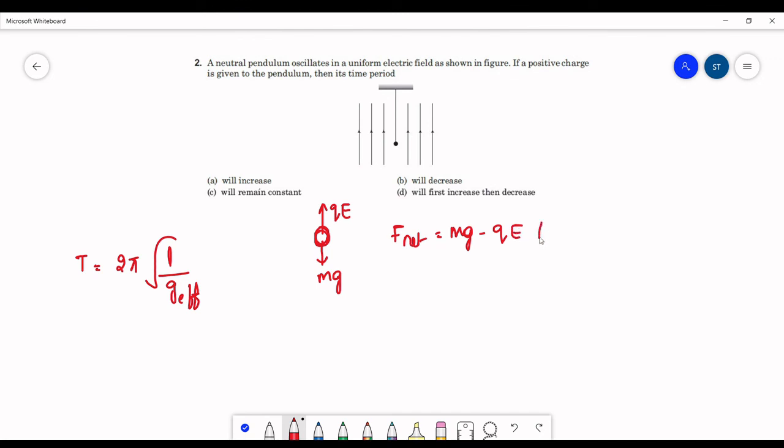So here the g effective will be F net upon m, which will be g minus QE upon m. So here if you see the effective acceleration due to gravity, it is decreasing, minus QE upon m. So if g effective is decreasing, time period will be increasing. So option A will be correct.